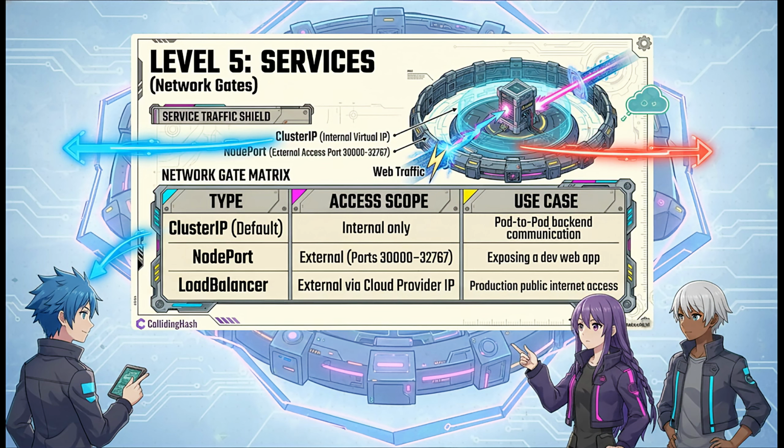First up, ClusterIP. This is your default. It provides an internal virtual IP strictly for pod-to-pod backend communication. Second is NodePort, which opens a specific port across all your physical nodes. This is great for exposing a dev web app externally. And finally, LoadBalancer, which integrates directly with your cloud provider for public internet production access.